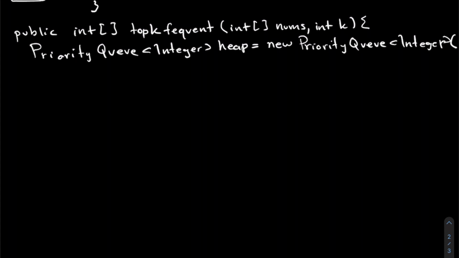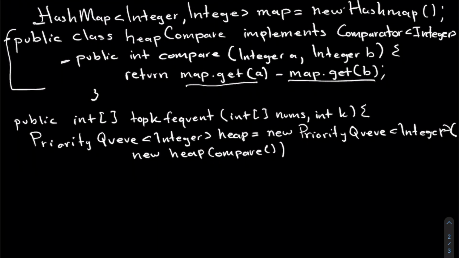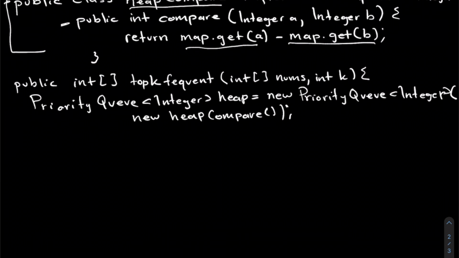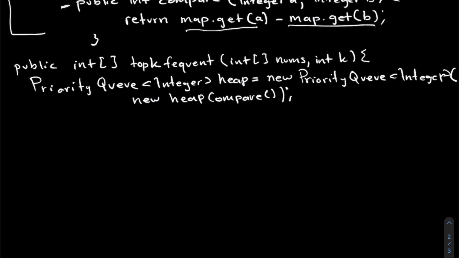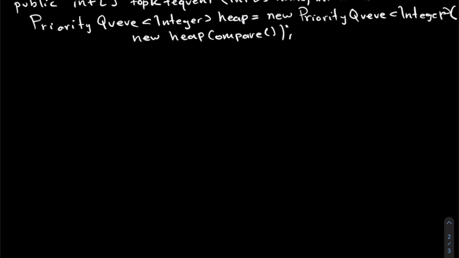But noticeably, inside the initialization, you need to do new HeapCompare. That's what I called my class for the comparative function. If you go up, that's what this is called right here. I'm basically initializing it in here, telling the priority queue to use that to compare the values when I insert them.